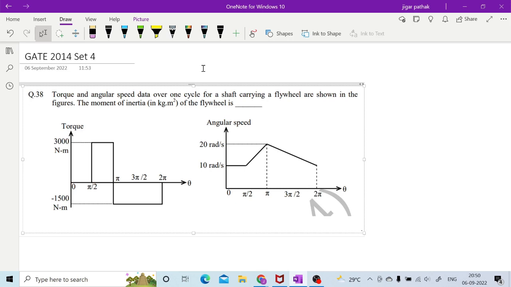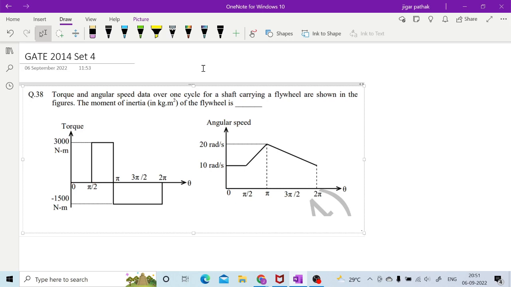Sir, 31.41. How? Sir, from here we have a. Wait sir, the moment of inertia I am getting is 31.41. First, we have given a time period 2 pi from the T theta diagram, and then I find the work done from there. In the second angular speed and theta diagram I have got omega max that is 20 and omega mean 10. How have you calculated the delta E?